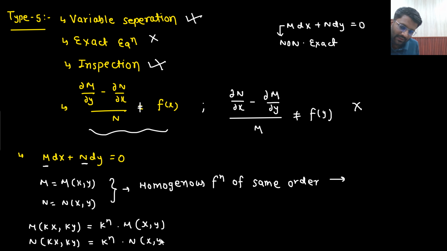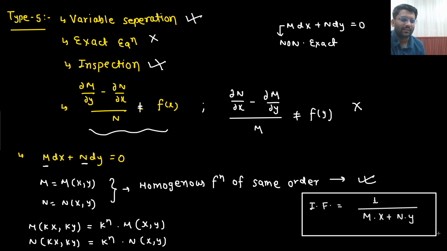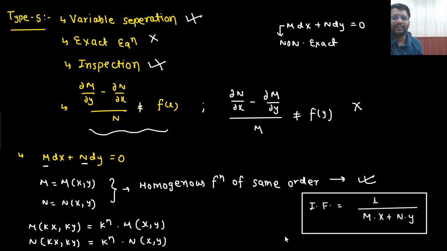If this is the scenario, then sir, something could be done. What could be done is that we will get an integrating factor, and that integrating factor would be nothing but 1 upon m into x. It is not mx, it is m into x plus n into y. There you go. This will be the integrating factor, and this could be also asked in the examination.